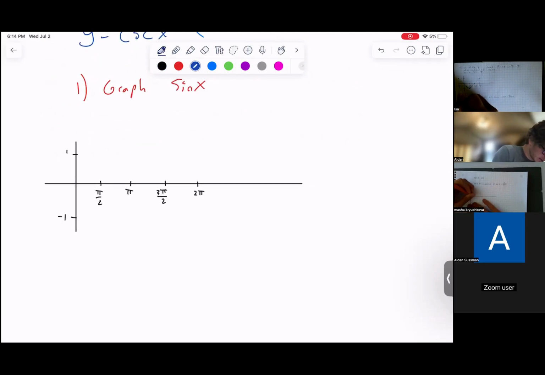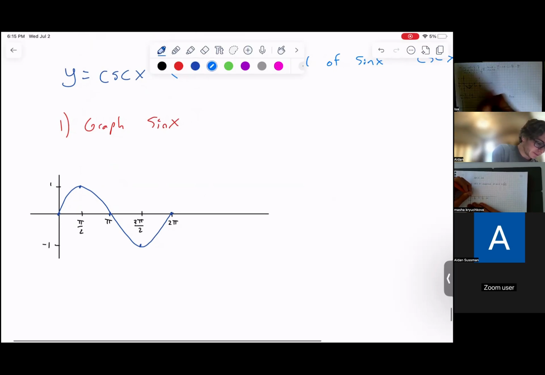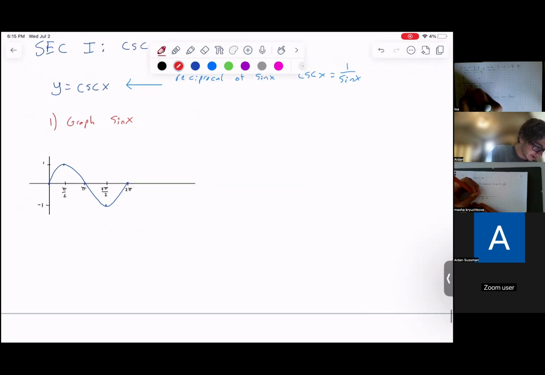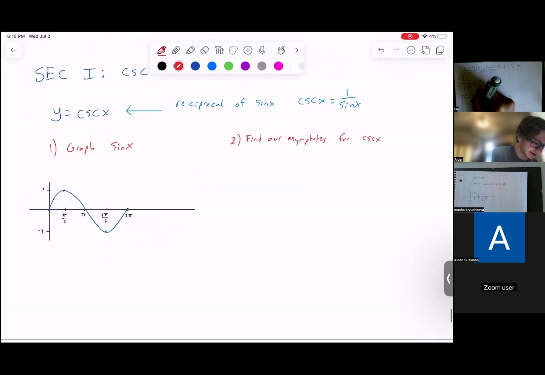All right, and then we know that sine starts at 0 and it goes up, down, down, up. And we just connect those dots, and that is our basic sine graph. So that's step one. Then step two is to find our asymptotes for cosecant of x. What do I mean by asymptotes? Well, guess what? If sine of x equals 0, what does that mean for cosecant? That's 1 divided by what?